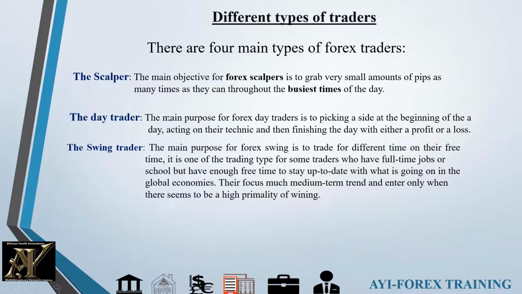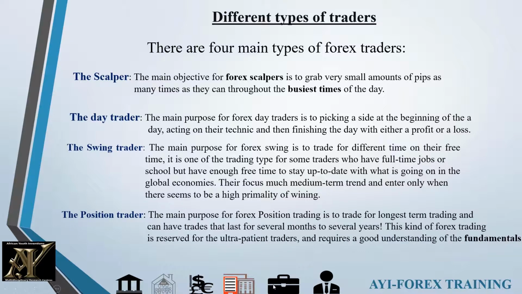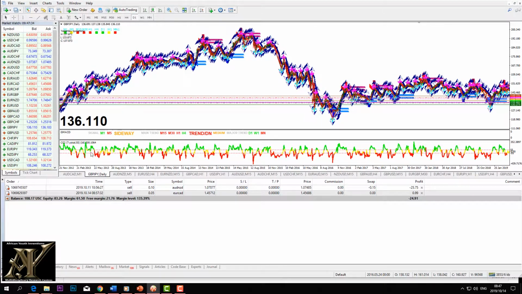And the day trader. The main purpose for a Forex day trader is to pick a side at the beginning of the day, acting on their technique, and then finish the day with either profit or loss. And lastly, the position trader. The main purpose of the Forex position trader is to trade for the longest time, and can have trades that last for several months or several years. This kind of Forex trading is reserved for the ultra patient trader or requires a good understanding of fundamentals. Most people do position trading.